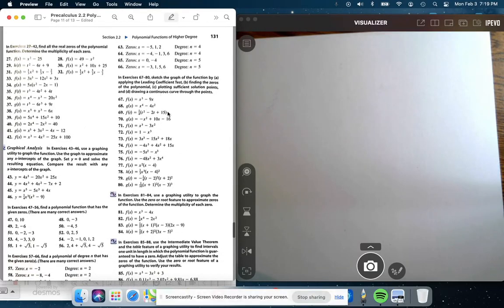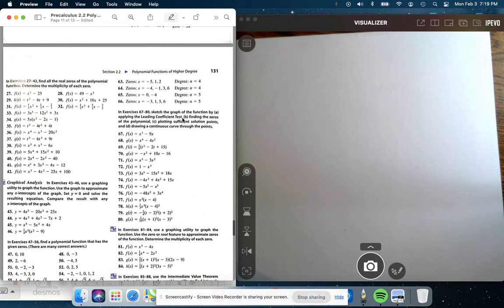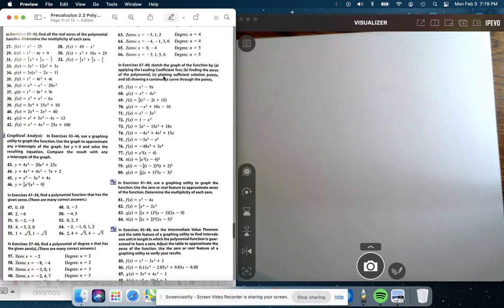So here in this section on page 131, the directions say, sketch the graph of the function by A, applying the leading coefficient test, B, finding the zeros of the polynomial, C, plotting sufficient solution points, and D, drawing a continuous curve through the points.